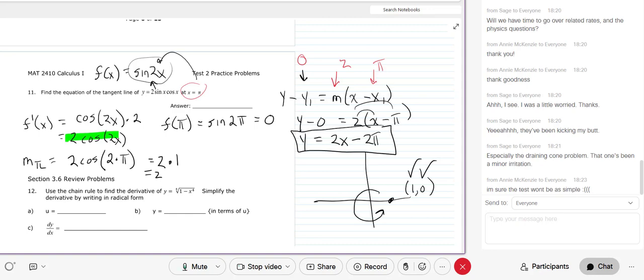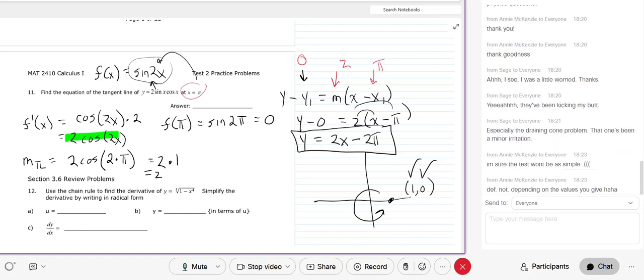Okay, you're thinking it's not going to be that simple on the test? I don't know. It just depends on how difficult the derivative is. Could be a little bit more difficult. Could be pretty straightforward. But the idea is you want to make sure you know how to handle finding an equation of a tangent line, regardless of which function you're looking at.